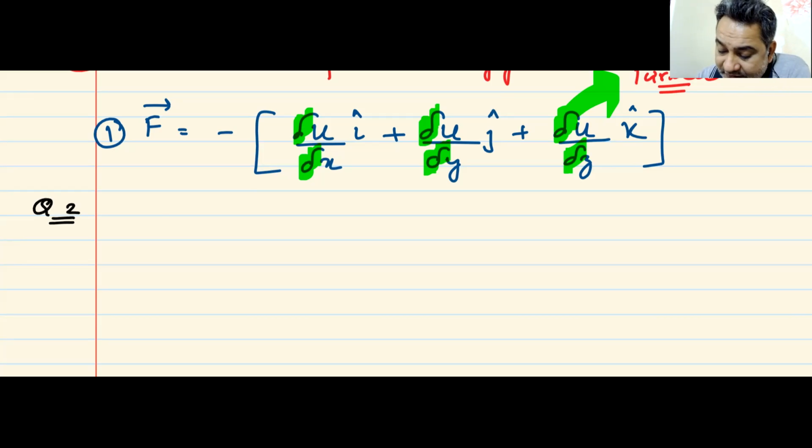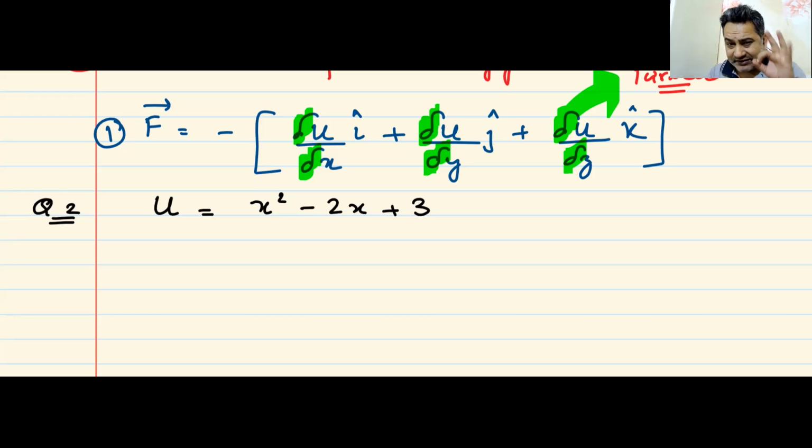See if you can do this. The potential energy of a body is given by this function: x squared minus 2x plus 3. This is how the energy of a body is defined in some conservative field. What field is that? We don't know. But we do know that it is a conservative field, which gives rise to conservative force. Conservative field, conservative force. So this is how we find out the energy.